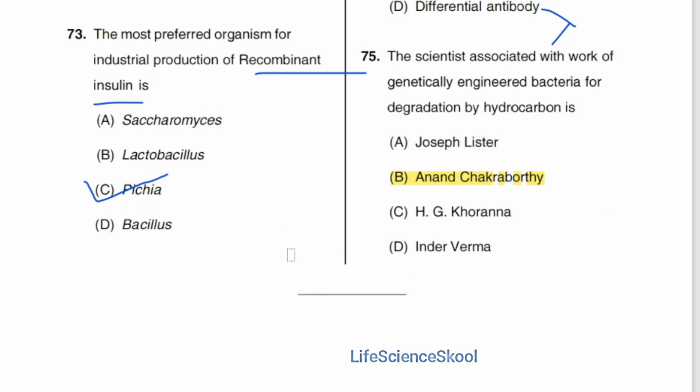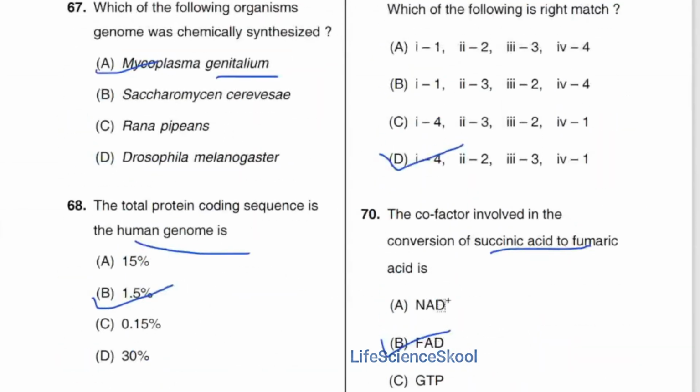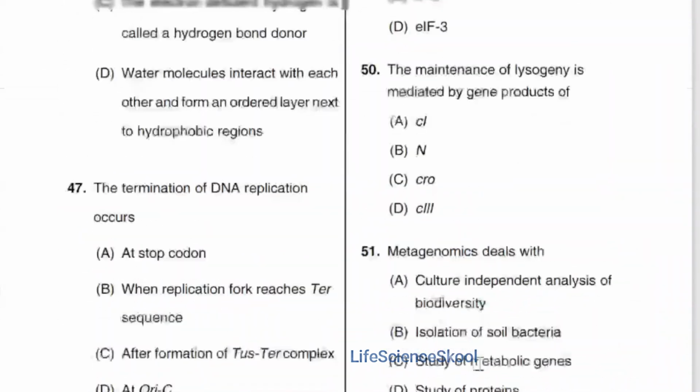Okay, that's about this video. By this video I have completed solving the paper 3 question paper from 2014. In the next video I will start with some other question paper.